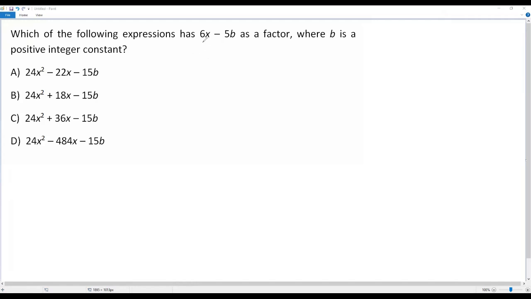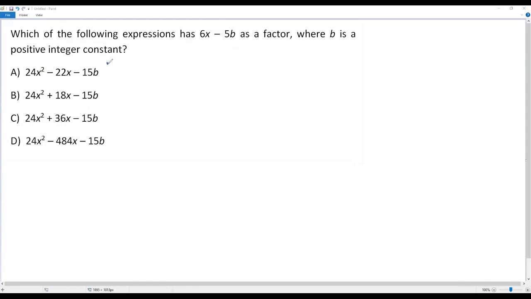Okay, here we have a linear expression, and in the given answer choices we have quadratic expressions, and we have to find the quadratic expression which has 6x negative 5b as a factor. Usually when we factor a quadratic expression, we get two linear factors, and one of the linear factors is over here. Once I get the other linear factor, I can multiply the two linear factors and get the required quadratic expression.